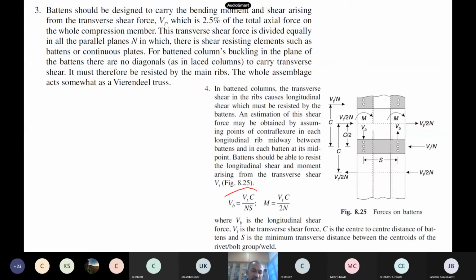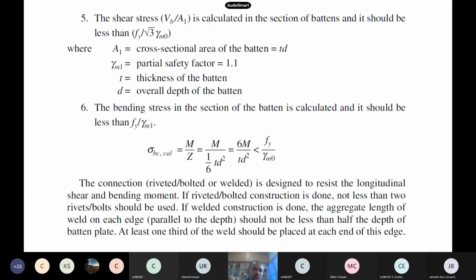Here also for the battens, you have to design for shear plus bending, because the batten plates will also have bending. The code says you have to check for this as well as for the bending moment which comes from the transverse shear, longitudinal shear. Finally you have to check the design checks, the shear stress and the bending stress. Both have to be checked in the batten column. In lacings there is no bending, but here you will have bending as well as shear. So I will stop here. The TAs will explain all the design steps using some examples.